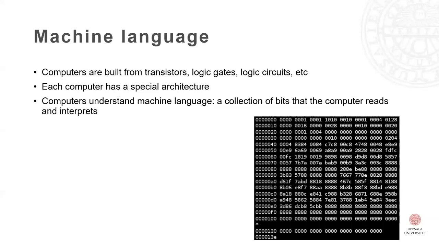A computer understands a so-called machine language. Machine language is a collection of bits that the computer reads and interprets. We discussed bits and transistors, and we saw that a bit can be represented by a transistor. And the language of bits is something that a computer understands. For any specific architecture, there is a specific machine language, which tells, for example, what is the specific number assigned to each instruction.